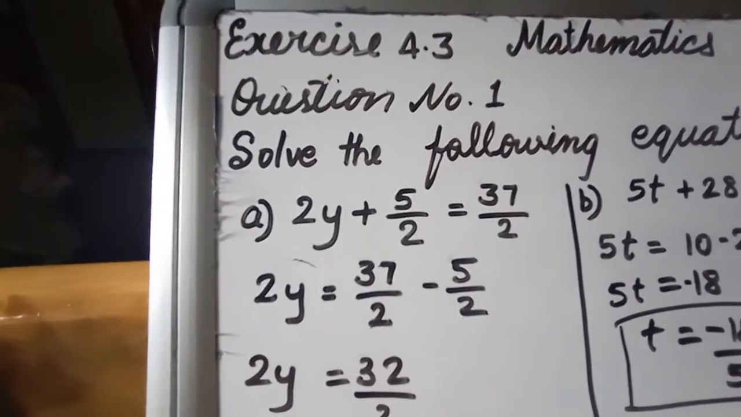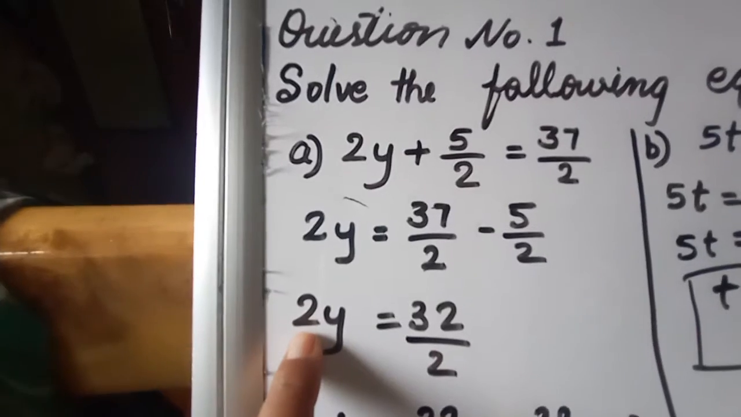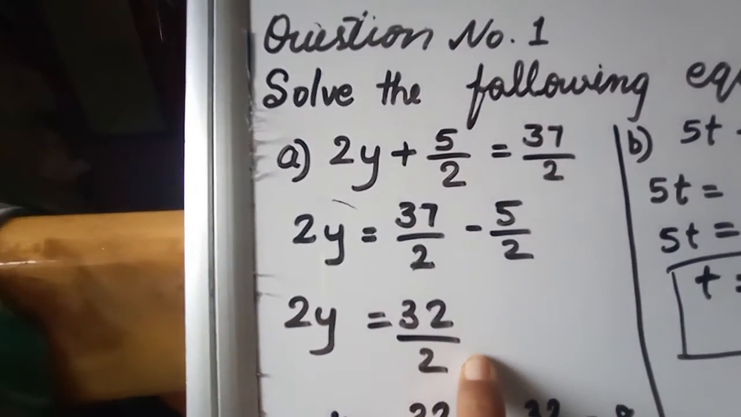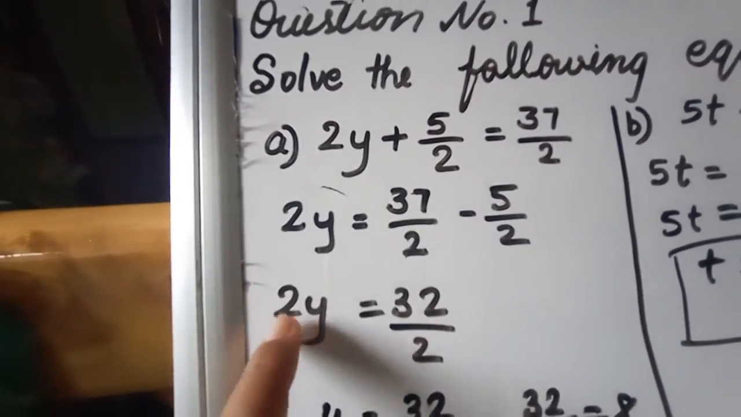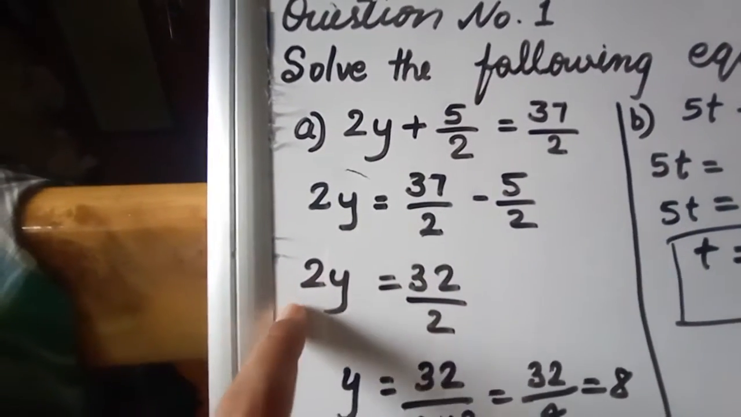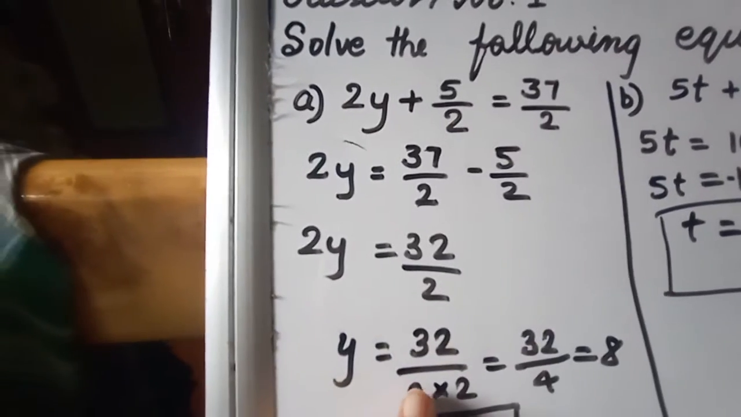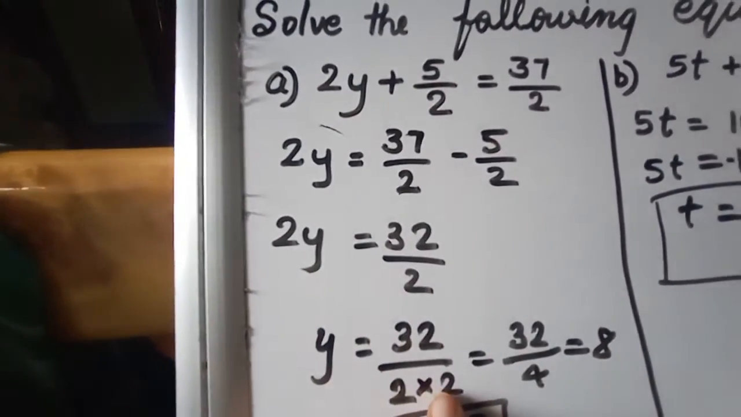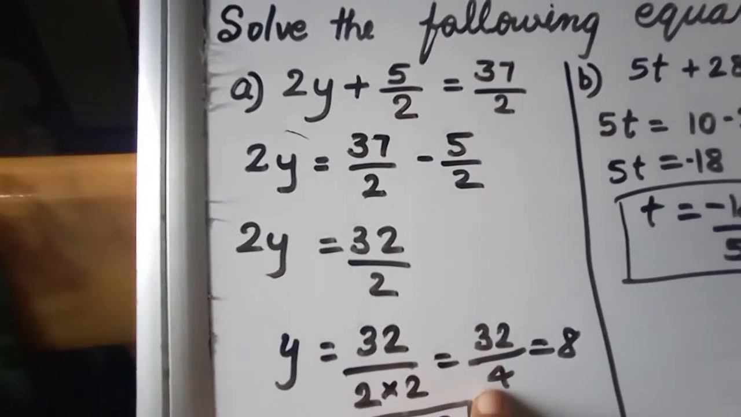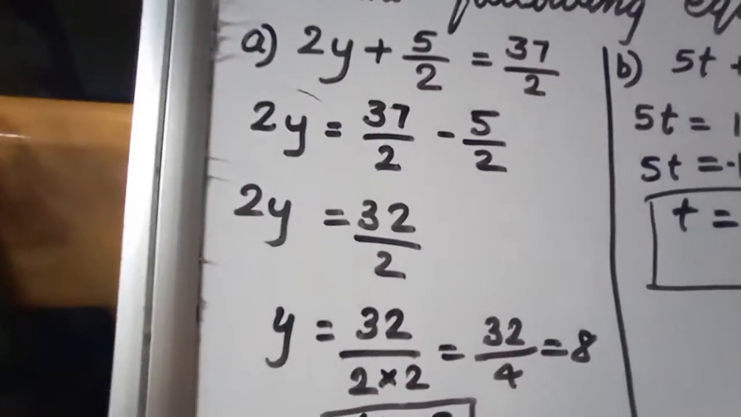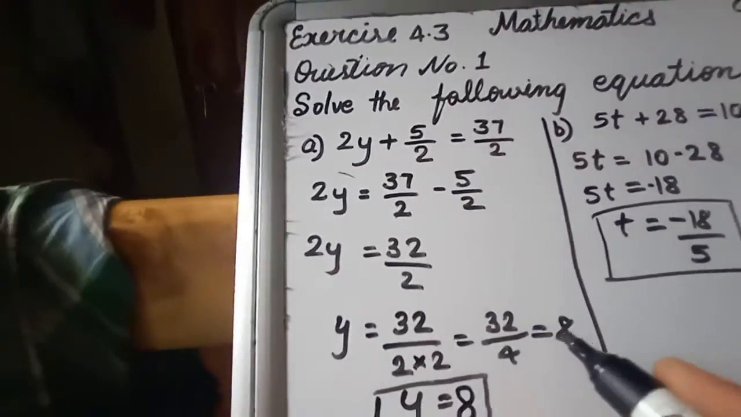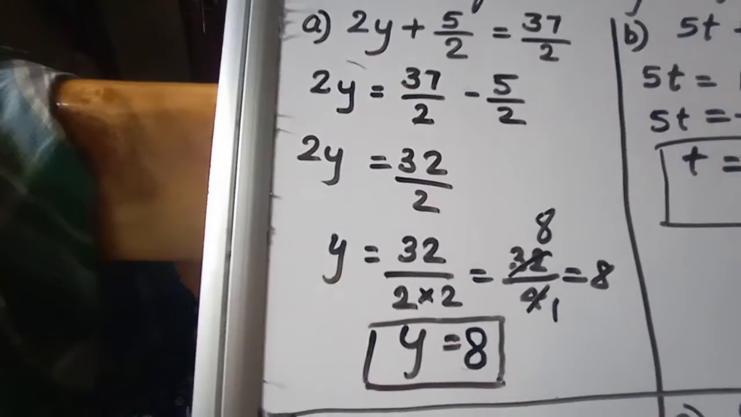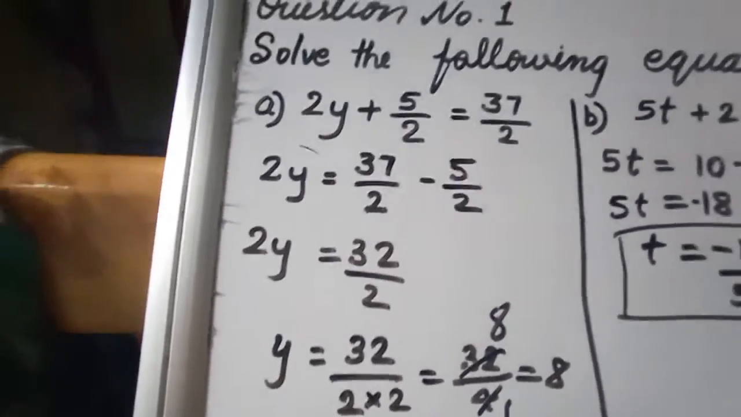32 upon 2. Now this 2 I want to transfer to the right hand side. It is multiplication, so it becomes division. So 2 comes here. 2 2s are 4. Already 2 was here and another 2. 2 2s are 4. 32 divided by 4. You have to simplify this. 4 1s are 4, 4 8s are 32. So the answer is 8. y is equal to 8.